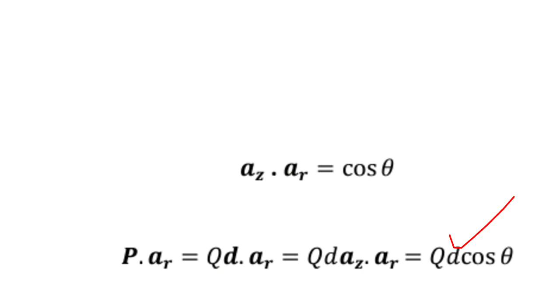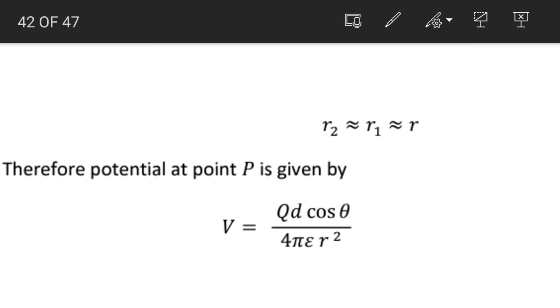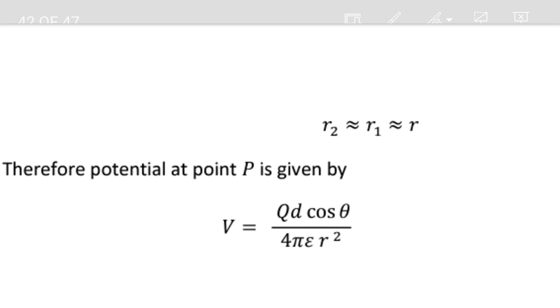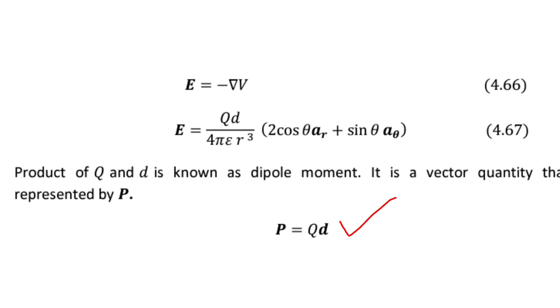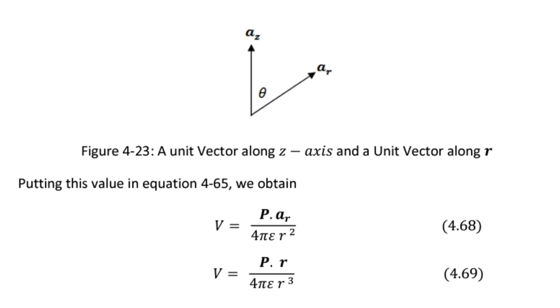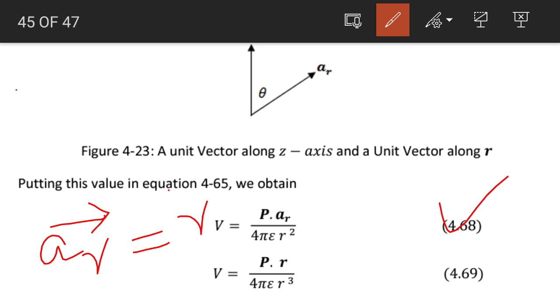So what we do is replace Q d cos theta in this particular equation by P dot a_r. If we replace it, we get this particular equation. So the absolute potential will be equal to P dot a_r divided by 4 pi epsilon r square. We know that the unit vector a_r is basically equal to vector r divided by the magnitude of vector r.